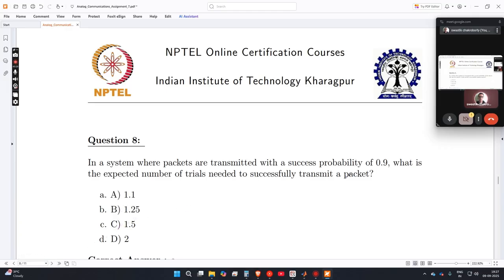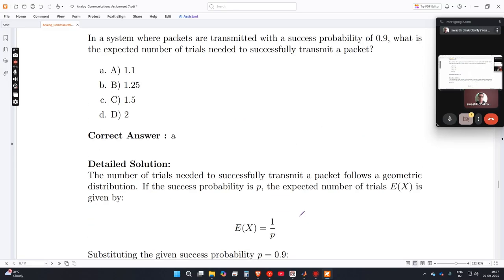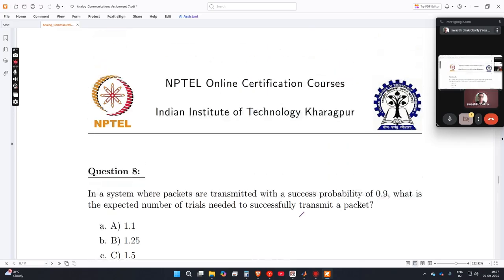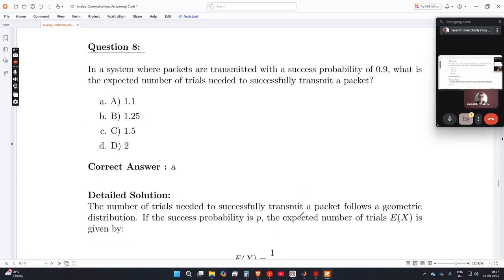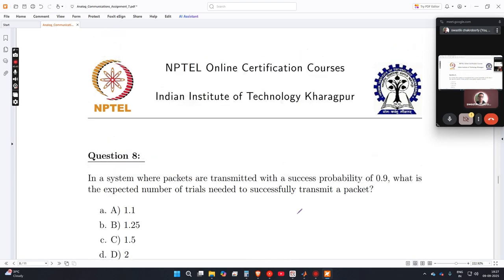Next, in a system where packets are transmitted with success probability of 0.9, what is the expected number of trials needed to successfully transmit a packet? Okay, so here with success probability, as you can guess, it is related to success. Since it is talking about success probability, it is related to the Bernoulli distribution or binomial distribution. So the expected number of trials is coming from the binomial distribution.